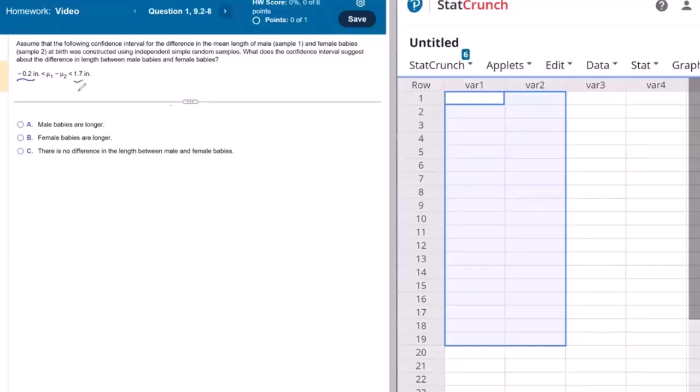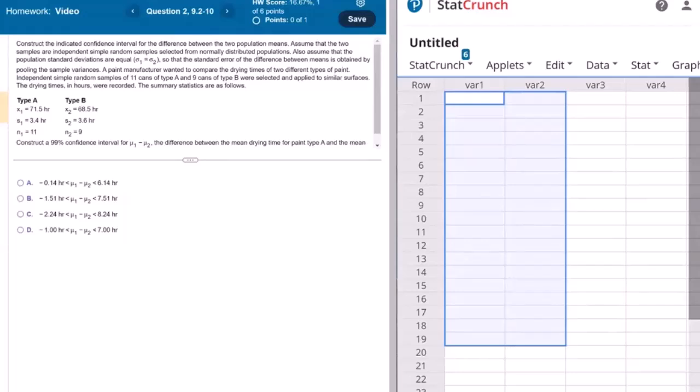But remember that between that negative and that positive is also 0. That means it could be 0. There is not really any significant difference between the two values in this confidence interval.